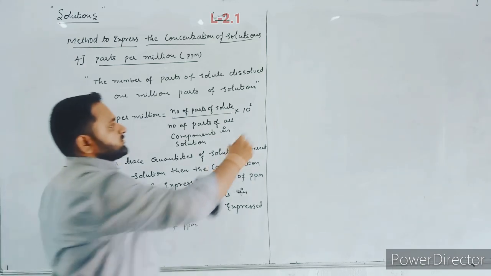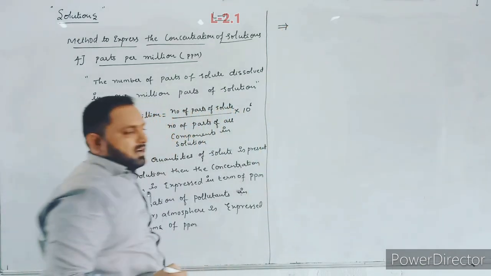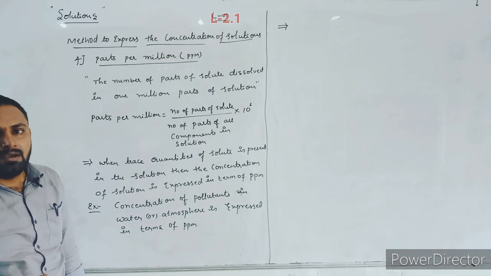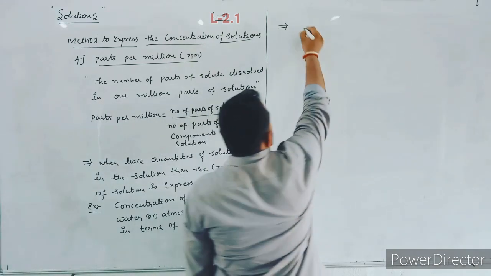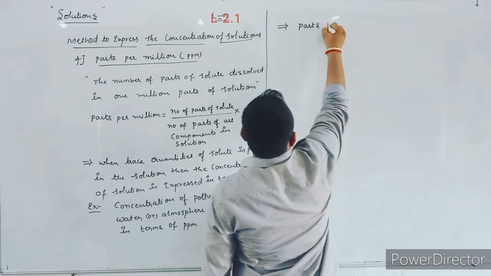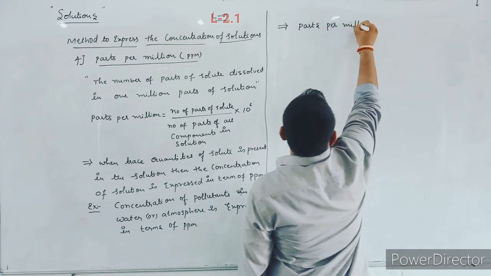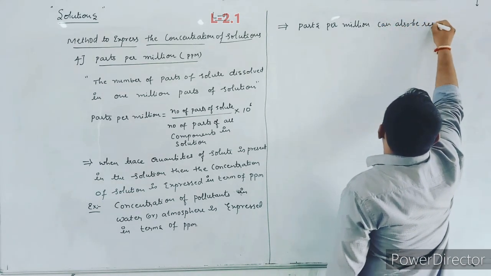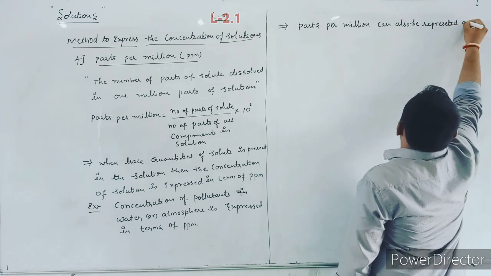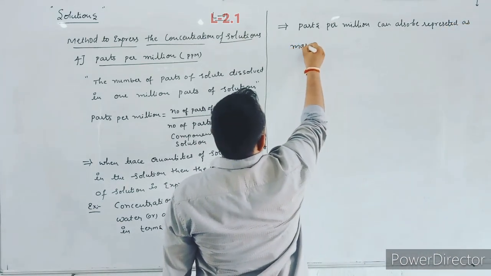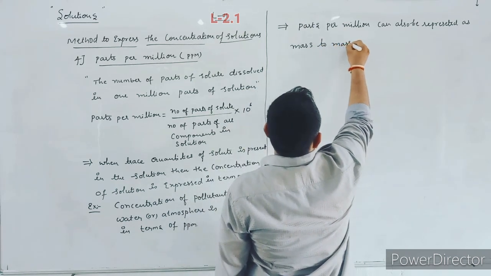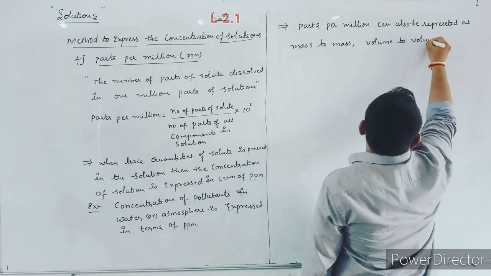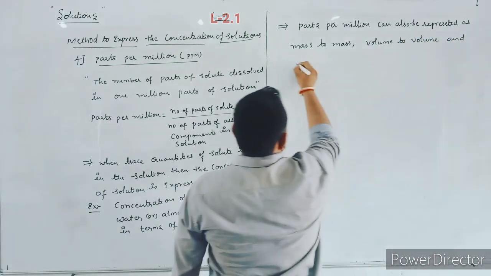Now let us discuss the next point. Here, parts per million can also be expressed as mass to mass, volume to volume, and mass to volume.